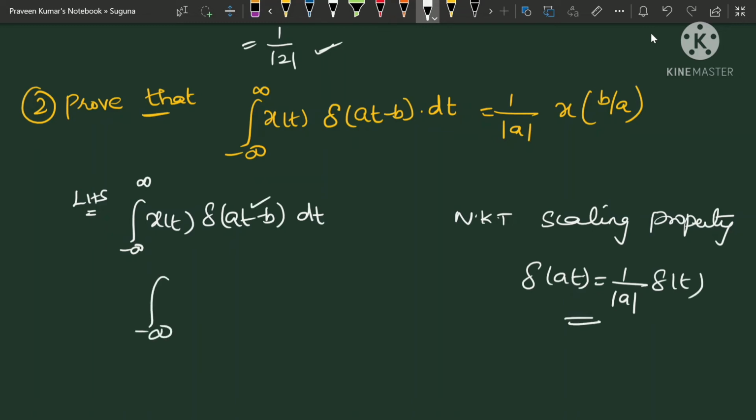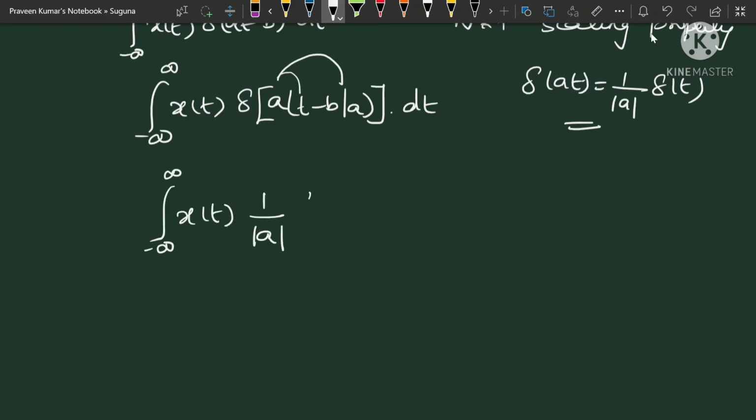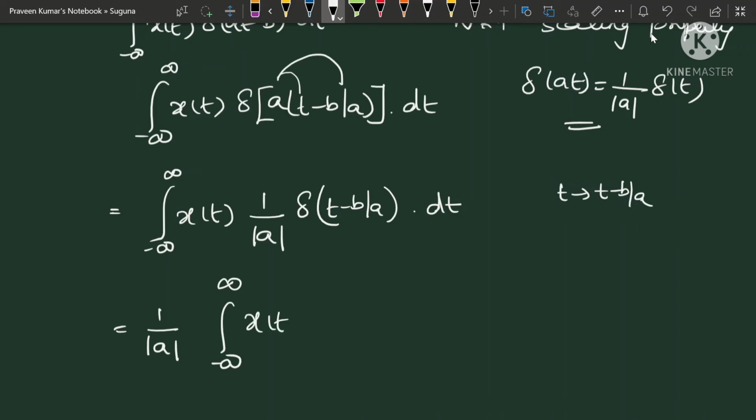So for that, what do you do? You take the scaling factor a outside. a is a constant. So take a outside. del of a into t minus b by a into dt. So a into t is at, and a into b by a cancels and b comes. Okay, understood? Now you can apply the scaling property. So x of t into, what is the scaling property? 1 by modulus of a del of t. In place of t, what is there here? t minus b by a is there. So t minus b by a into dt. Right? So here 1 by modulus of a, the constant, take outside. Integration minus infinity to plus infinity x of t del of t minus b by a into dt.